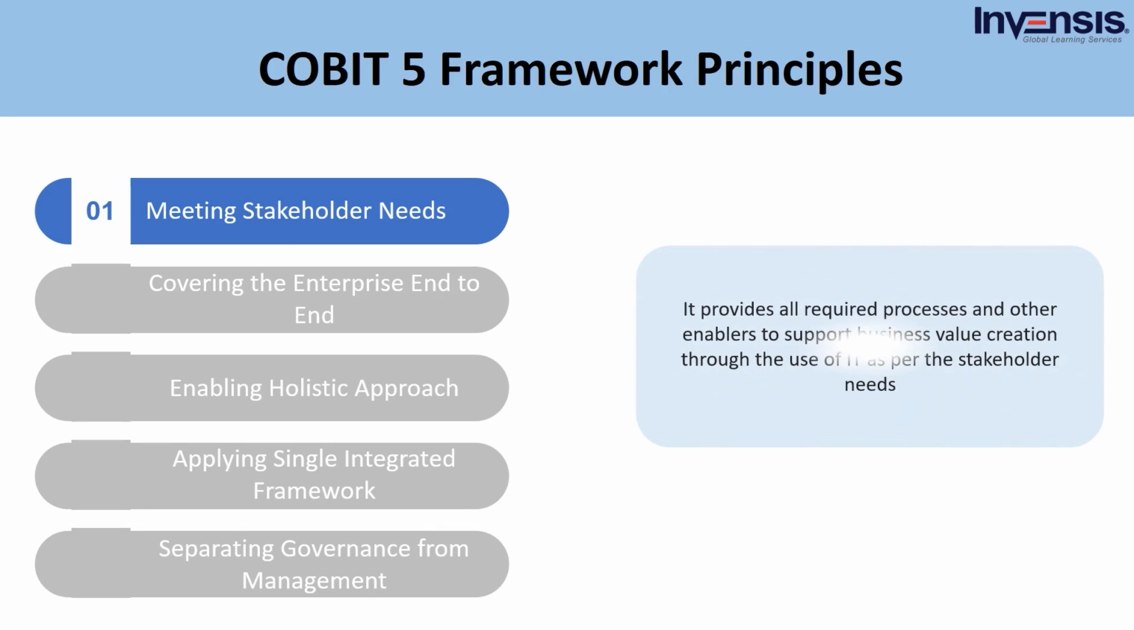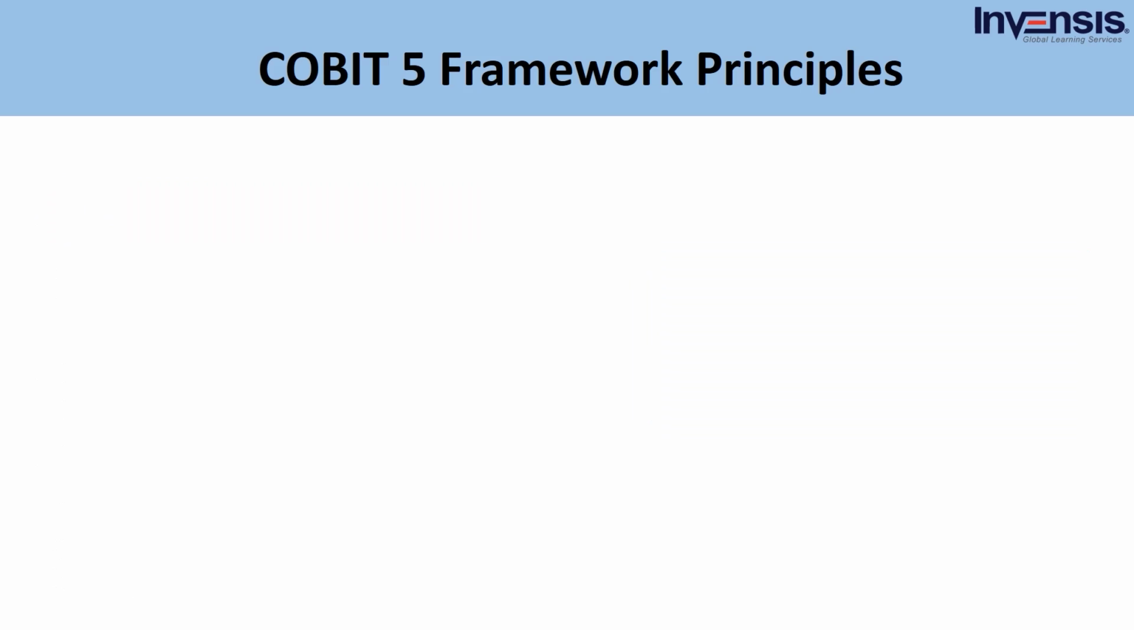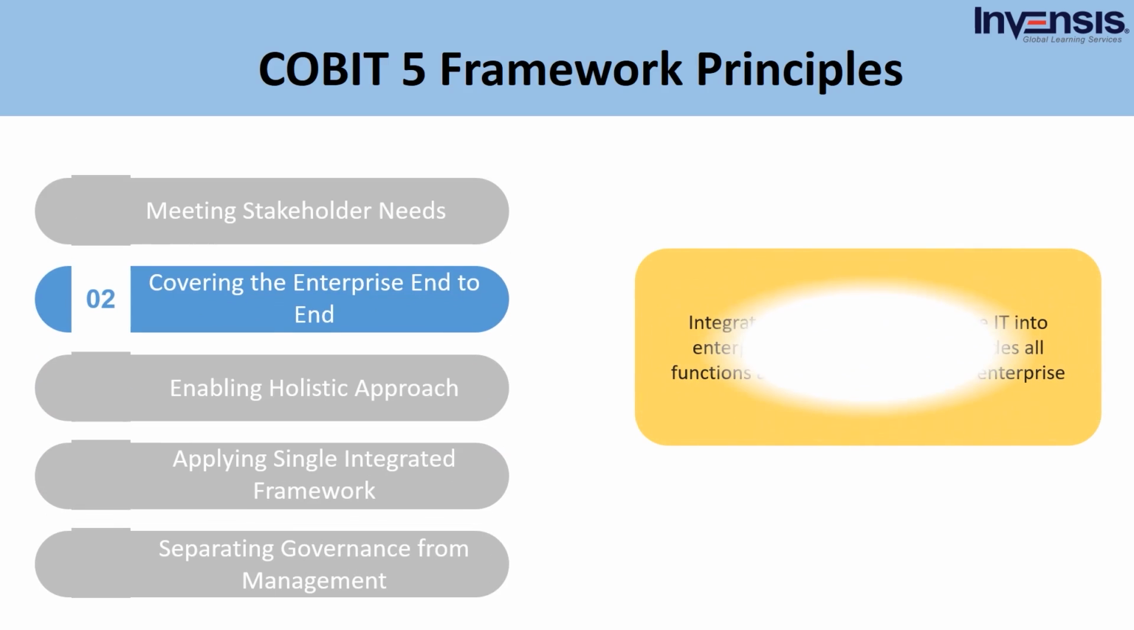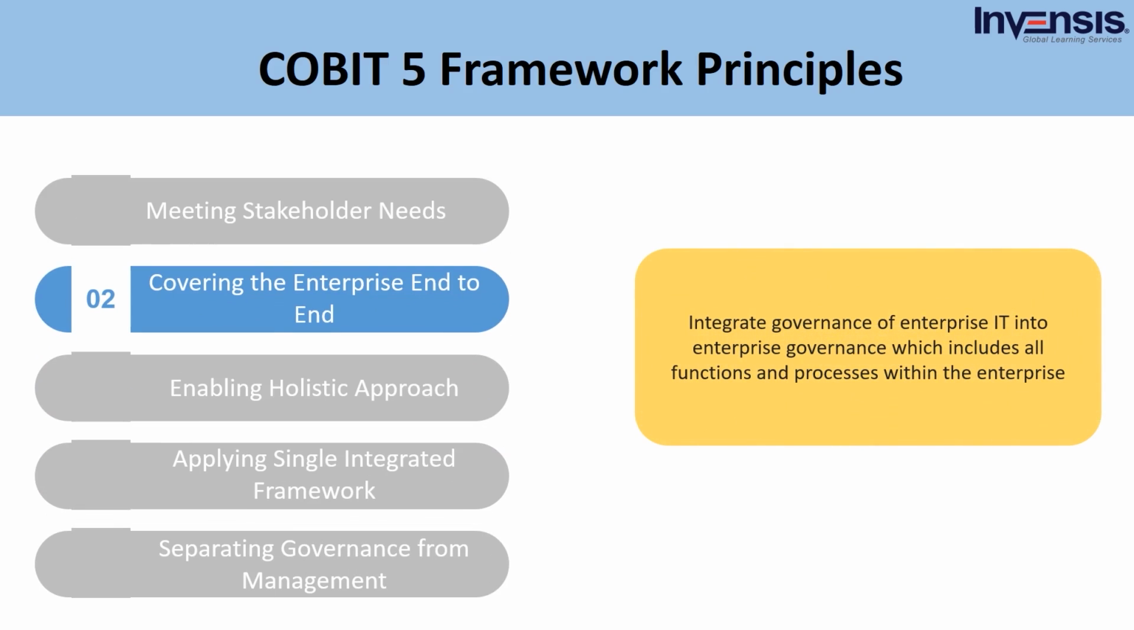It provides all required processes and other enablers to support business value creation, through the use of IT as per the stakeholder needs. The second COBIT 5 framework principle is covering the enterprise end-to-end. Integrate governance of enterprise IT into enterprise governance, which includes all functions and processes within the enterprise.